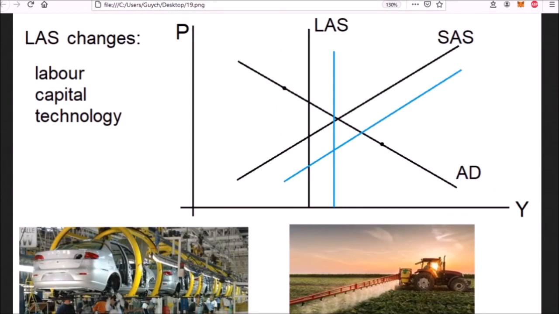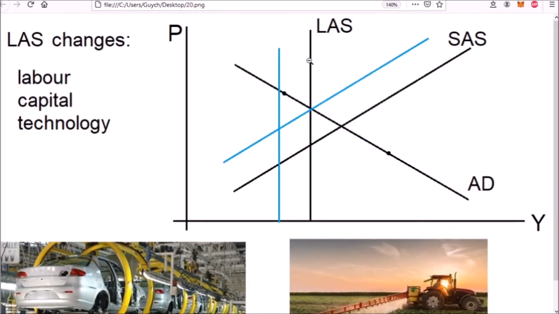Now for another example of a decreasing long-run aggregate supply curve. Perhaps some disaster destroyed some factories in the country, reducing the amount of physical capital, reducing the long-run aggregate supply, shifting the long-run aggregate supply curve to the left. Whenever we shift the long-run aggregate supply curve, we also shift the short-run aggregate supply curve in the same direction and by the same distance.